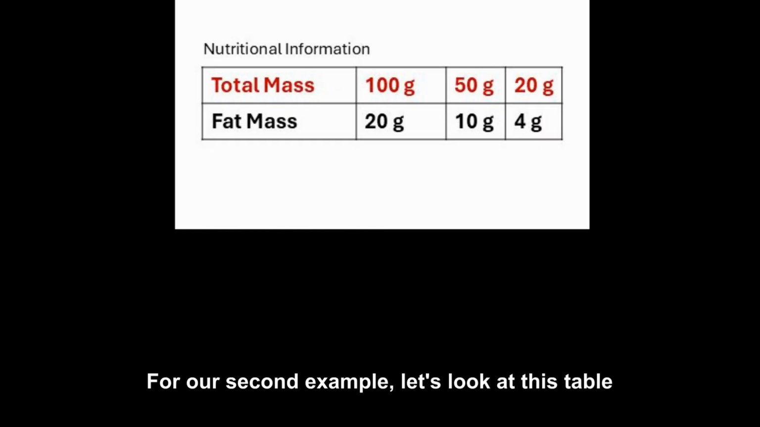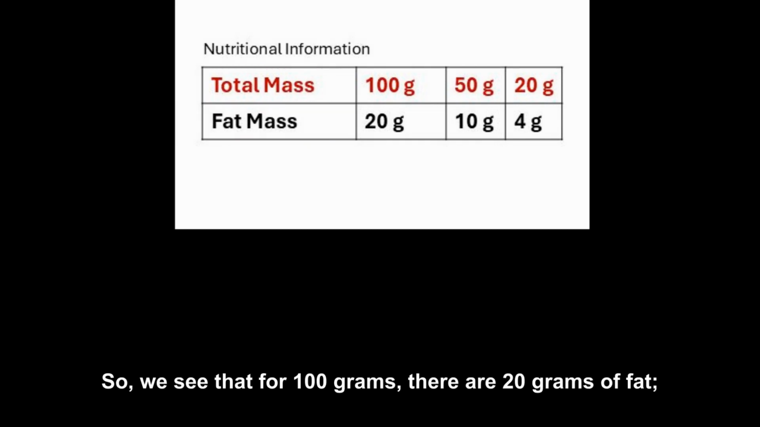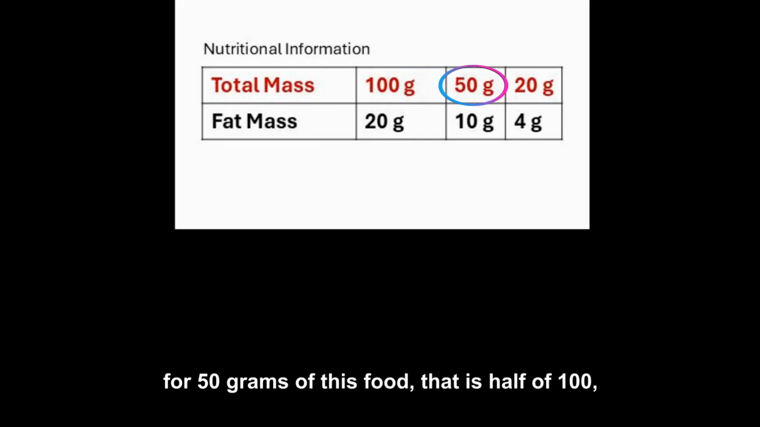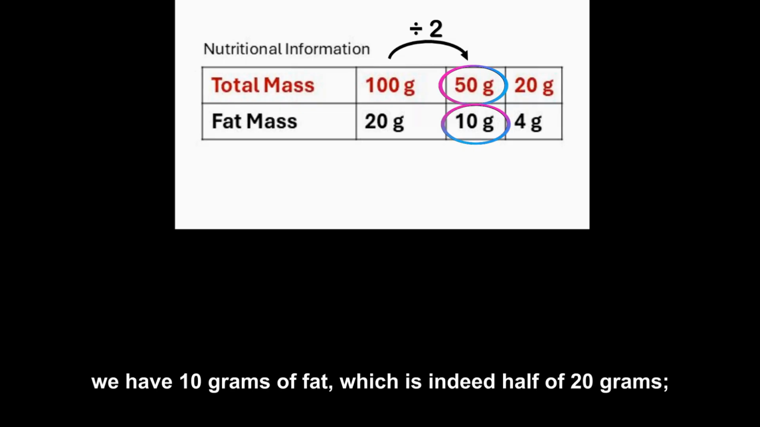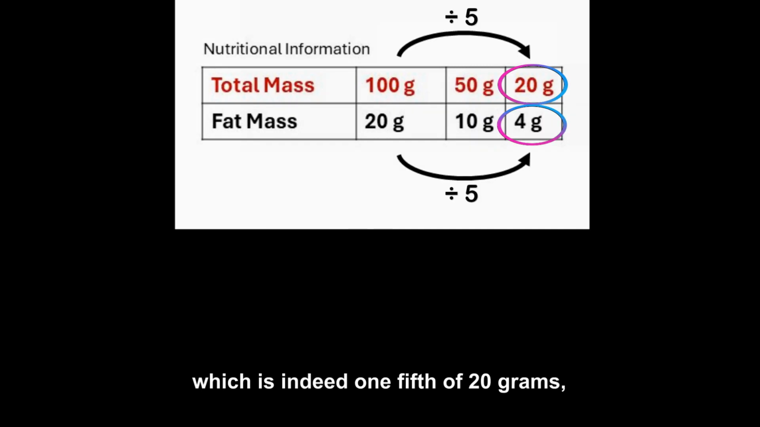For our second example, let's look at this table indicating the mass of fat in a given food for different masses of this food. So, we see that for 100 grams there are 20 grams of fat. For 50 grams of this food, that is half of 100, we have 10 grams of fat, which is indeed half of 20 grams. And for 20 grams of this food, we have 4 grams of fat, which is indeed 1/5 of 20 grams. That is 20 divided by 5.